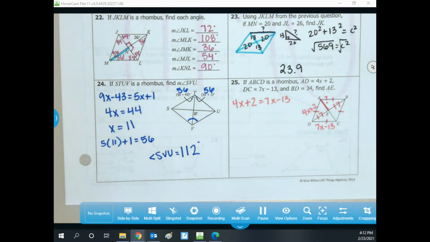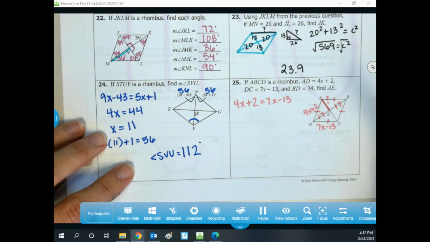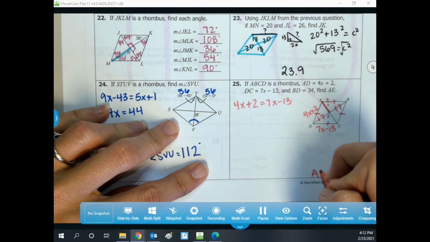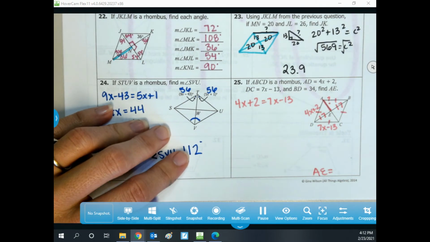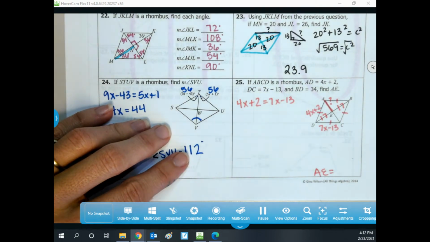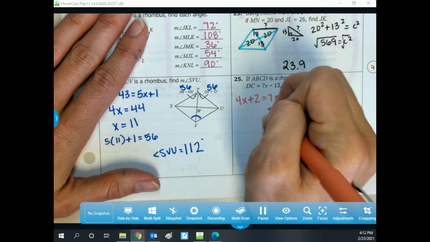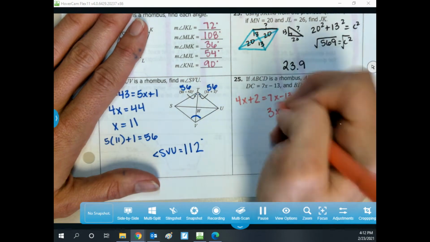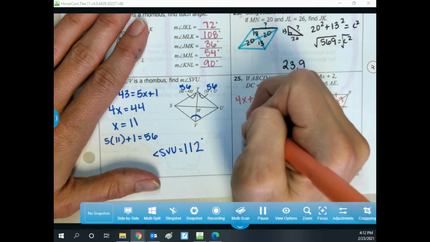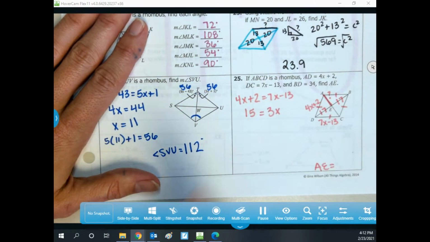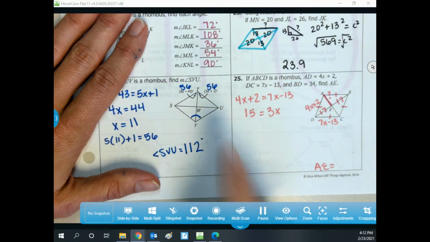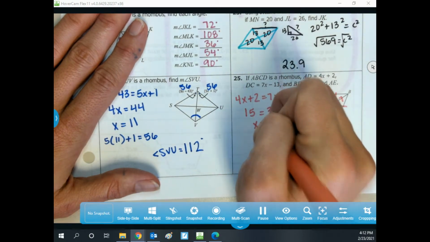Go ahead, solve for x, then use your Pythagorean theorem to find AE and give me the final answer for what AE equals now. Should have subtracted 4x from both sides and gotten 3x equals 15 on this side by adding 13. Divide by 3 and x equals 5.